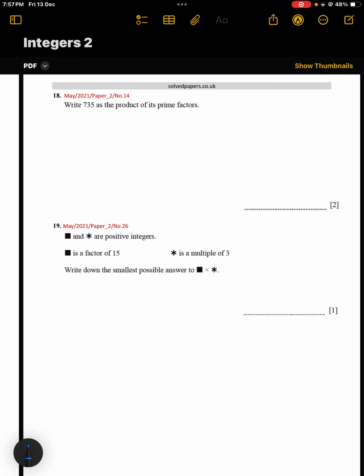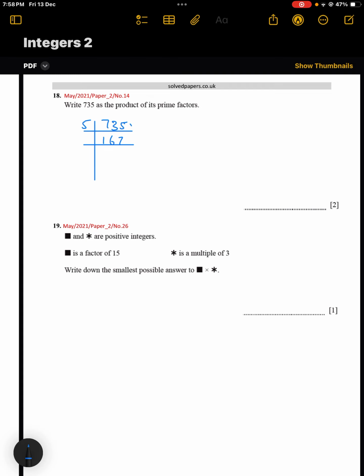Easy question. Write 735 as the product of its prime factors. Let's do it. As we have this number ending at the digit 5, so we'll start with the table of 5. 5 times 1 will be 5, and those remaining 3 will go ahead. So let me confirm.